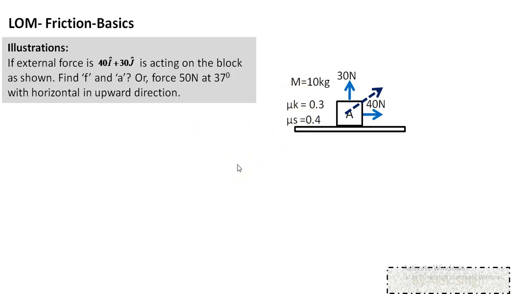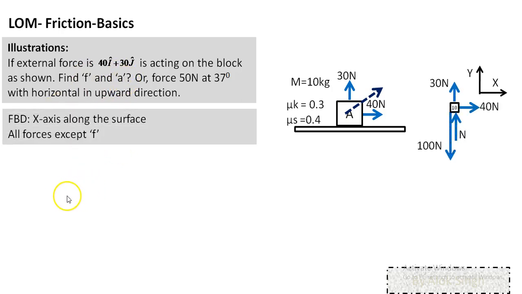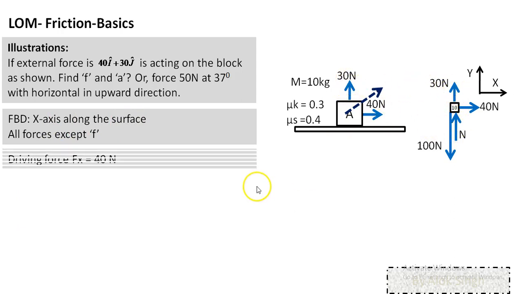Let's find out in this case what will be the friction force and would there be any acceleration. If you recall, in the previous case, the value of acceleration was 0. Again, the steps are same. First, we start with FBD, x-axis along the surface. We mark all the forces except F. Only change here is this 30 Newton in the upward direction.